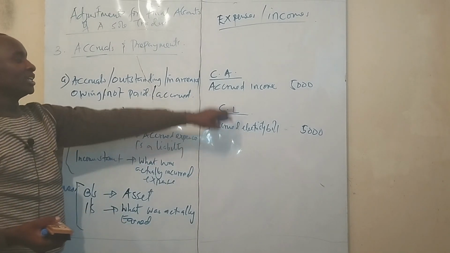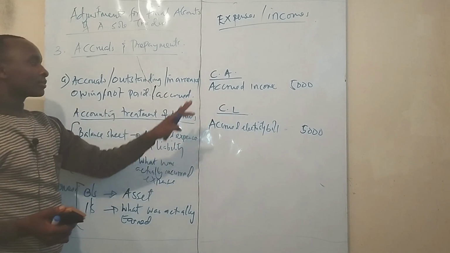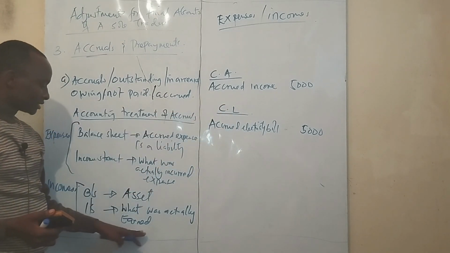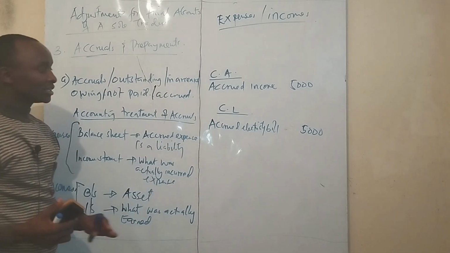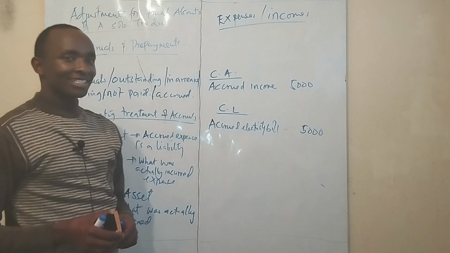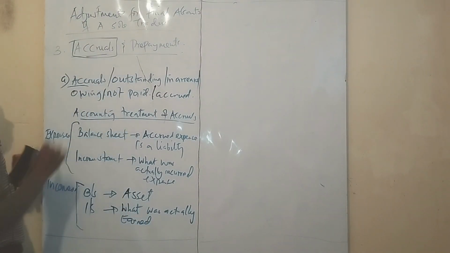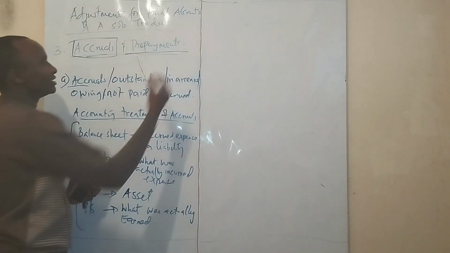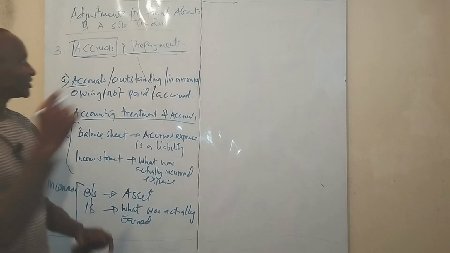If you actually earned 10,000 as rental income, but you received 5,000, what you are going to record in the income statement is the full 10,000 that you earned, right? And then the balance will be treated as an asset in the balance sheet. We are done with accruals. So we are remaining with prepayments. Prepayments is totally the opposite of accruals. So let's look at it.